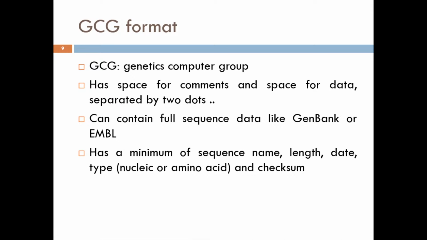It has a minimum of 6 items, means there is a restriction in this particular format. There should be a minimum of 6 things. Number 1, name should be there, length should be there, type should be there, date should be there, and checksum, means how many A, how many T, how many G, how many C there are. So that should be in the GCG format.